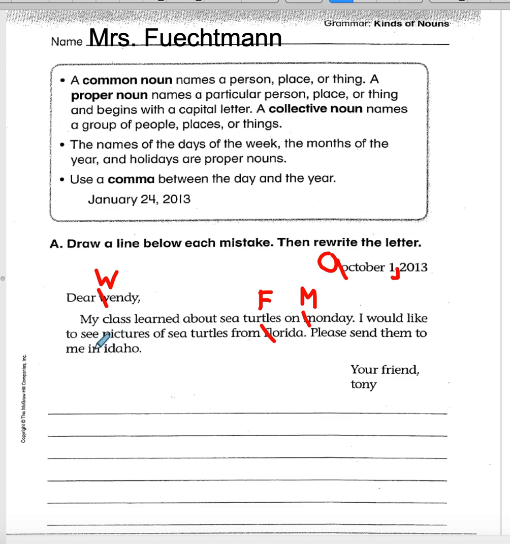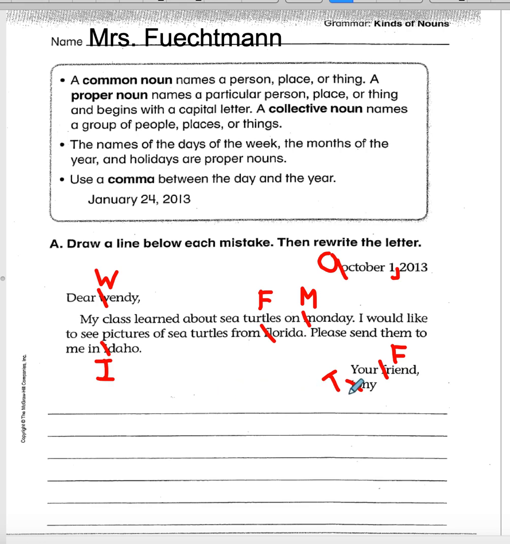Please send them to me in Idaho. Capital I for Idaho because it is a proper noun. Let's take a look at the closing. Your friend Tony. T for Tony because it is a proper name. You will also see a capital F for friend in the closing as well. Now all of the mistakes have been found. Your next job is to pick up your pencil and rewrite it just as you see it.